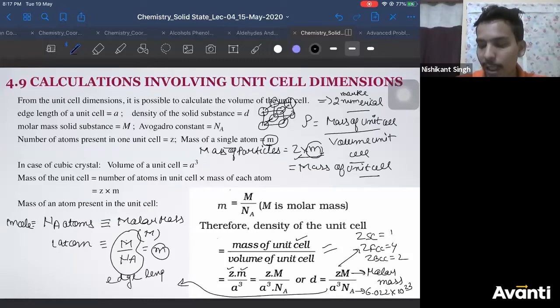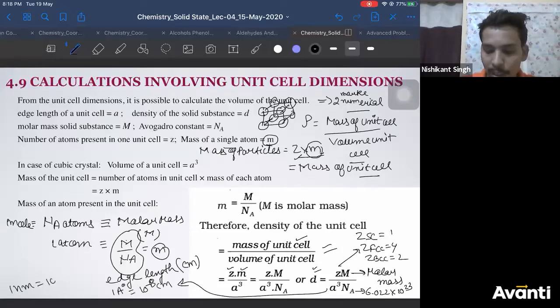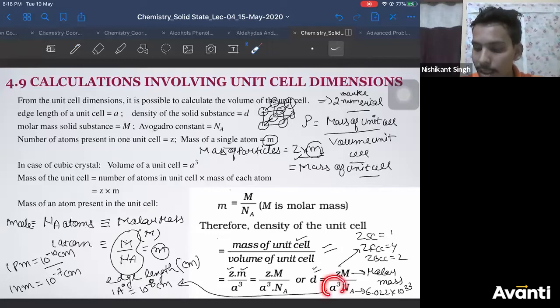Now please take care, edge length should be represented in centimeter because you take density in gram per centimeter cube. So edge length should be in centimeter. If it is given in angstrom, 1 angstrom is 10 power minus 8 centimeter. 1 nanometer is 10 power minus 7 centimeter. 1 picometer is 10 power minus 10 centimeter. Always convert your edge length A into centimeter. Always remember this, edge length has to be converted into centimeter.